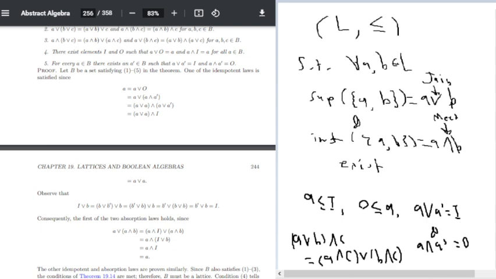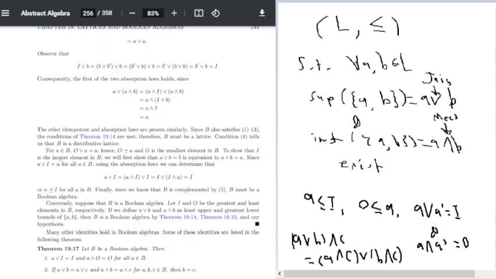Observe that I join B is equal to B meet B join B prime join B is equal to B prime join B is equal to I. Consequently, the first of the two absorption laws holds, since A join A meet B is equal to A meet I join A meet B is equal to A meet I join B is equal to A meet I is equal to A. The other idempotent and absorption laws are proven similarly.